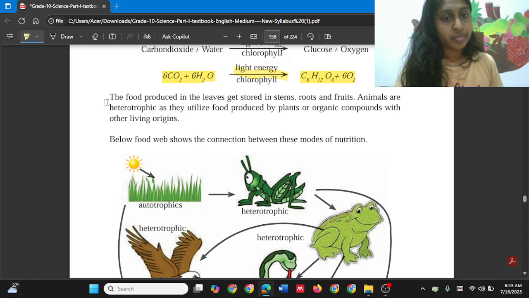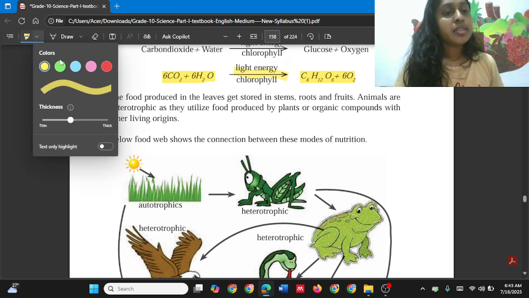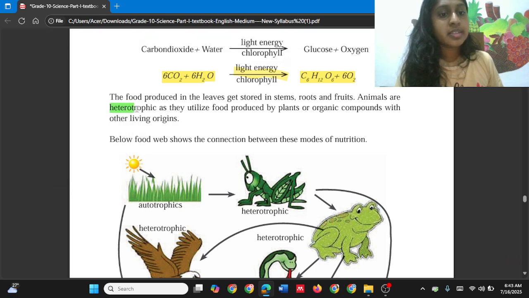Animals are heterotrophic. Okay. We are not autotrophic. We come under this heterotrophic, as they utilize food produced by plants or organic compounds with other living origins.